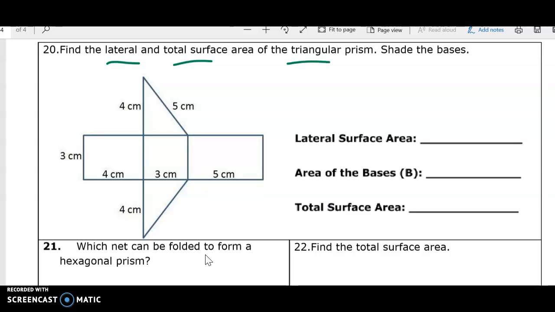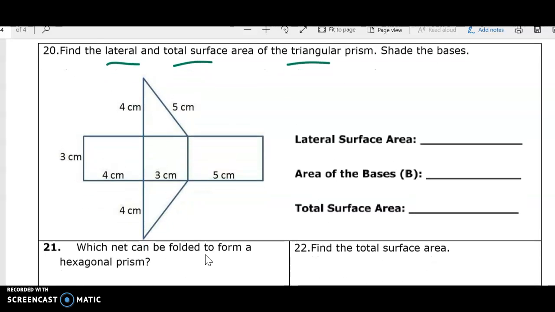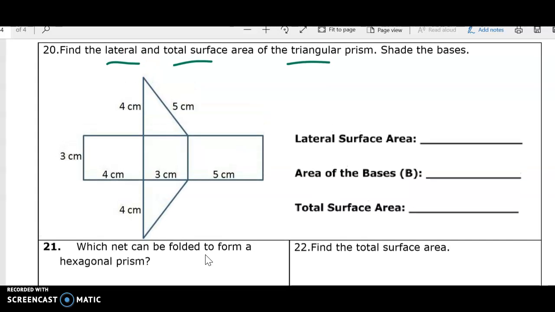So triangular prism, so those are the faces. This is a face. Oh, sorry, that's a base and that's a base because it's a triangular prism. So lateral surface area is faces, no bases.